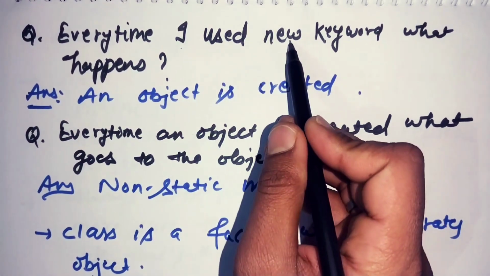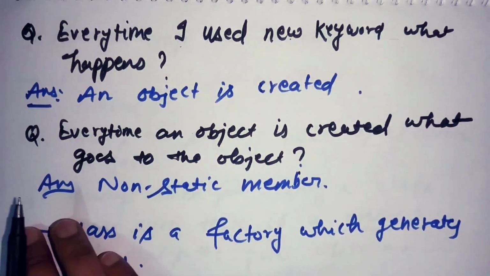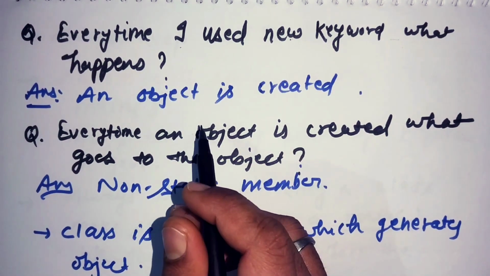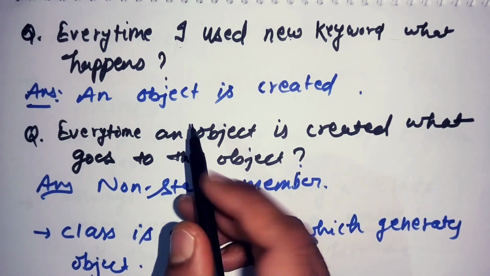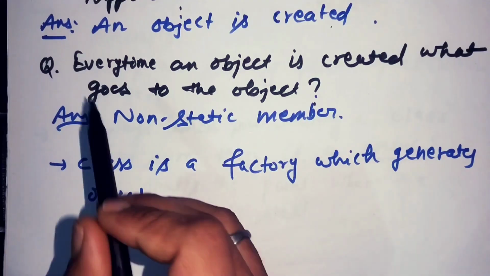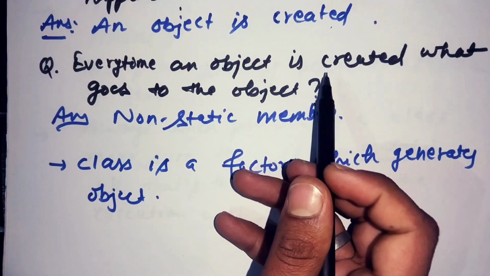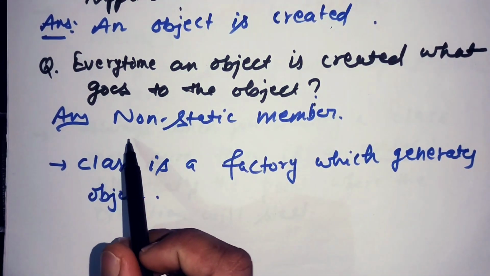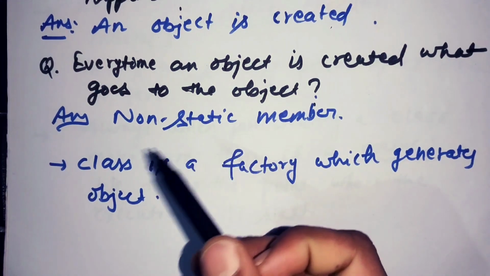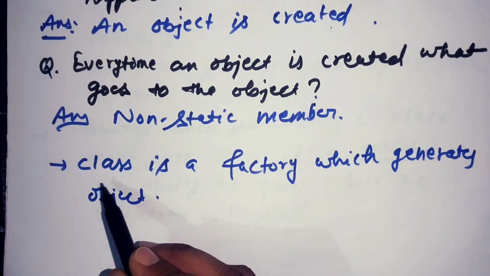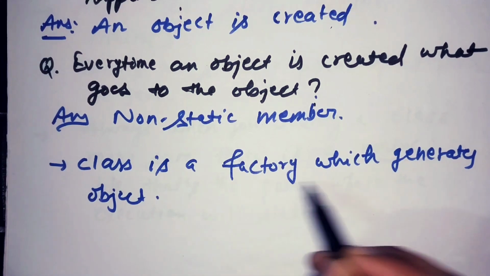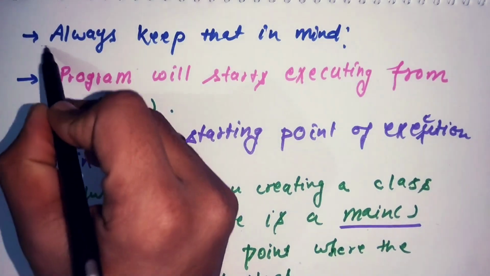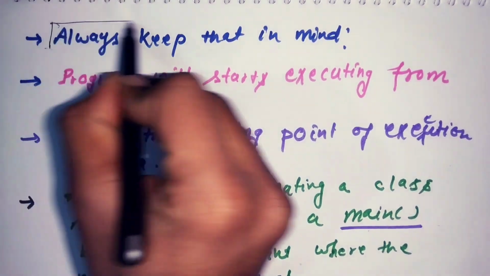Every time I use new keyword, what happens? Every time we use a new keyword in our program, an object is created on the RAM. Every time an object is created, what goes to the object? Only non-static member goes to the object. What is class? Class is a factory which generates objects. Always keep that in mind.